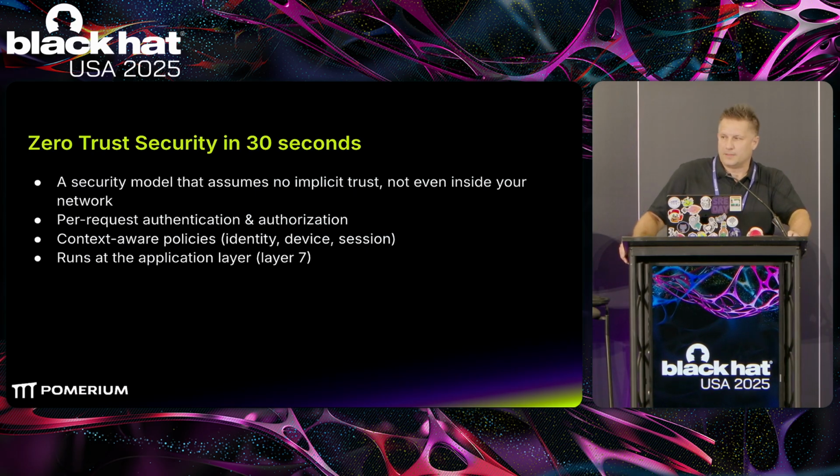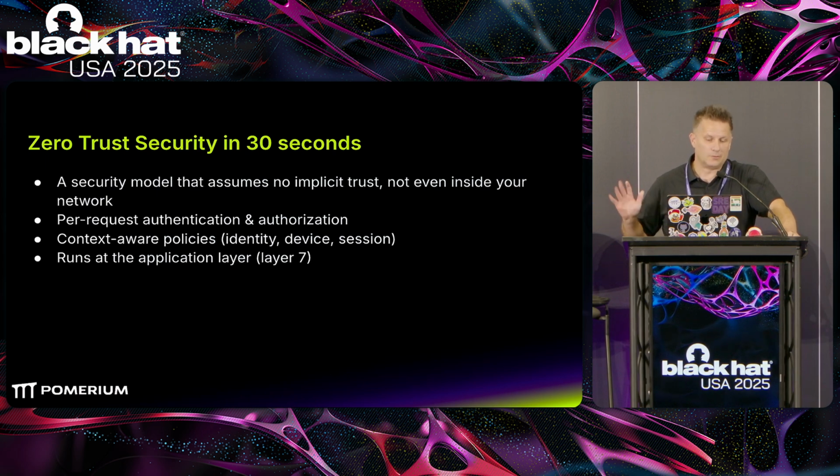So, is anybody familiar with zero trust here at all? Okay, cool. For those that aren't, here's a quick 30 seconds. It's a security model that assumes no implicit trust, not even inside your own network. Unlike a VPN where once you're in, you're assumed to be trusted, it has per-request authorization and authentication, and there are context-aware policies. So not just your identity, but it can be devices, sessions, third-party data like on-call schedules, like PagerDuty or stuff like that. And it runs at the application layer, so layer 7 of the network stack.